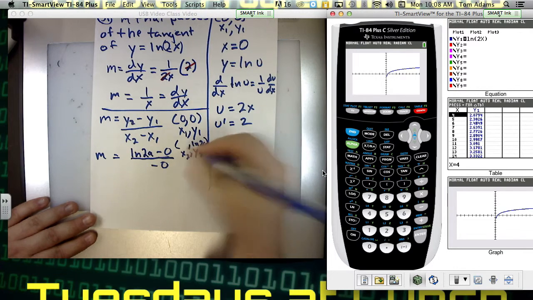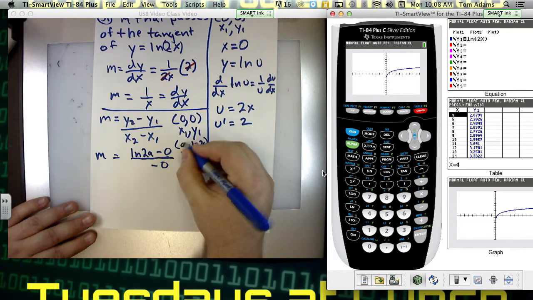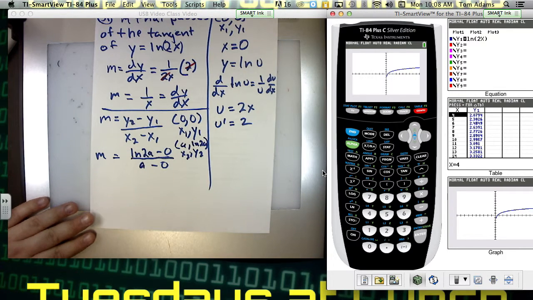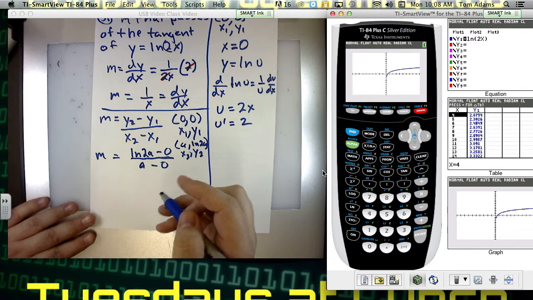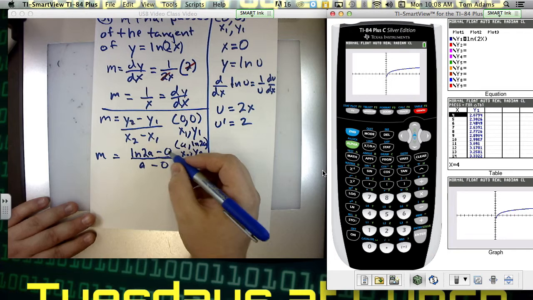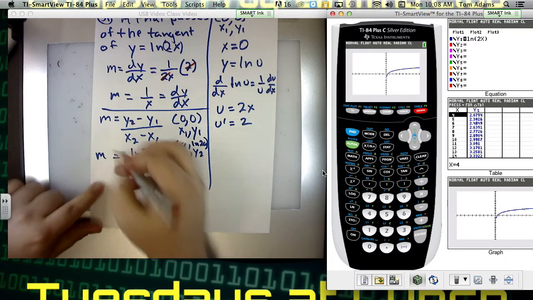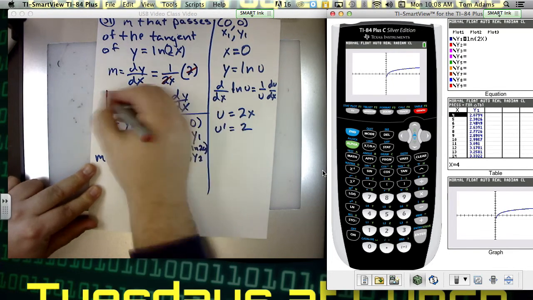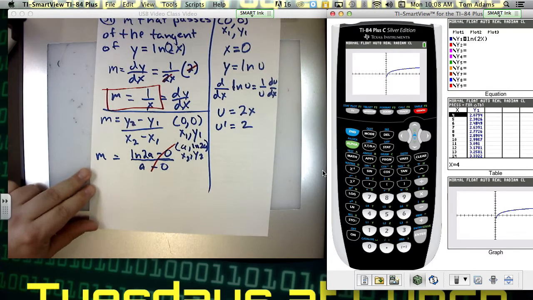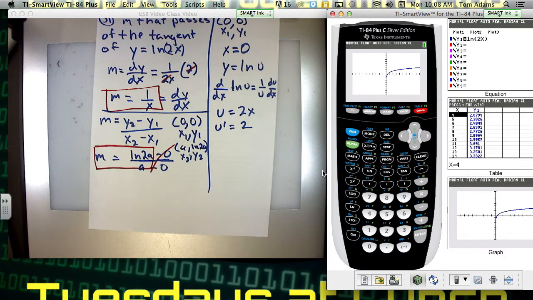So what would my x value be? A, right? So I put a. Well, if I reduce all that, I get m is equal to the natural log of 2a minus 0, over a minus 0. Well, minus 0, that kind of cancels out, right? So here's what I have. I have my slope of the tangent line is 1 over x. And then my slope of the tangent line is the natural log of 2a over a.